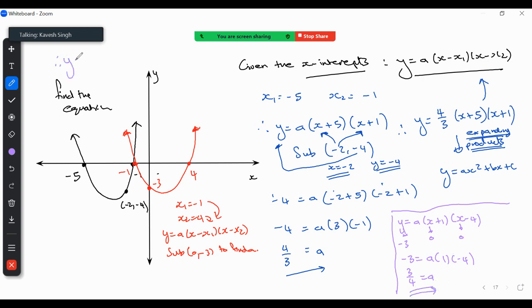And so therefore y equals 3 over 4, x plus 1, x minus 4. All done there.